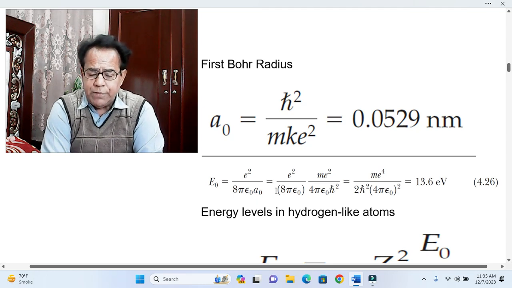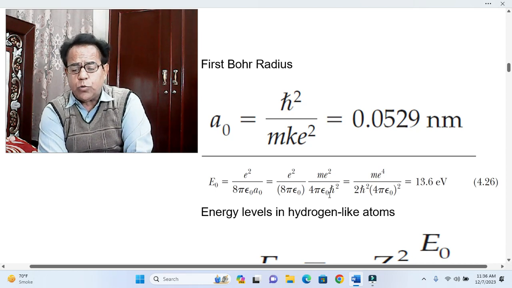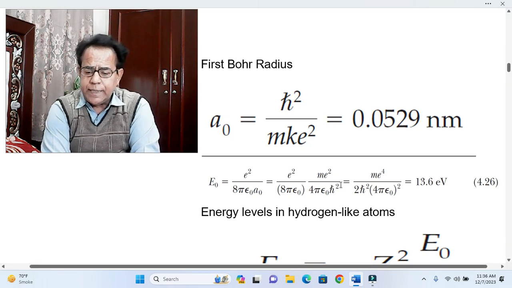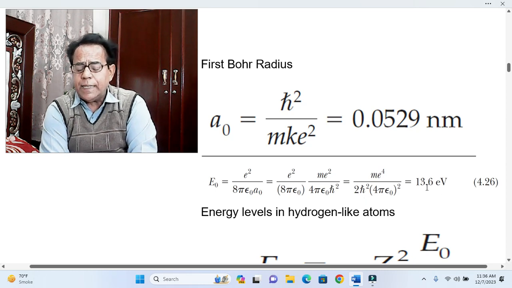This alternatively becomes equal to e square over 8 pi epsilon naught into m e square over 4 pi epsilon naught h cut square. Dear students, we have to distinguish between Planck's constant h and reduced Planck's constant, h divided by 2 pi. This alternatively becomes equal to m e raised to the power 4 divided by 2 h cut square into 4 pi into epsilon naught whole square, and this is alternatively equal to 13.6 electron volt.